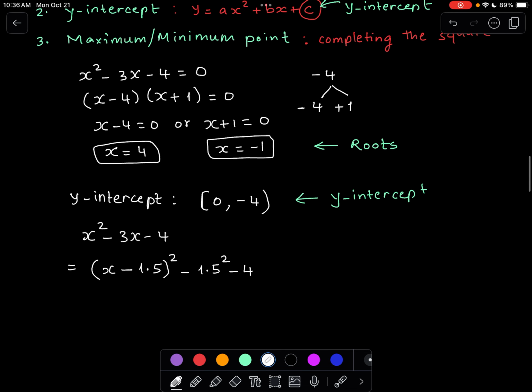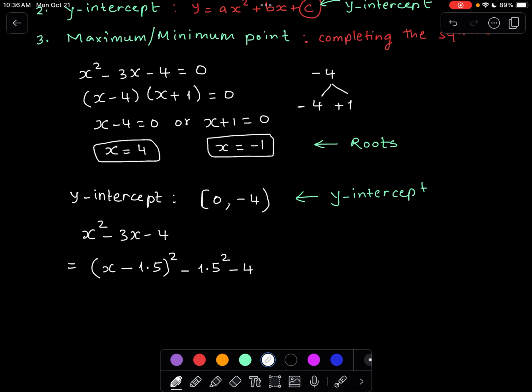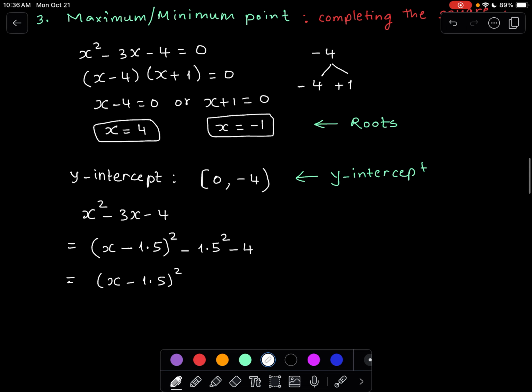Now, use your calculators and calculate what is 1.5 squared minus 4. So 1.5 squared and minus 4, that gives me minus 6.25.